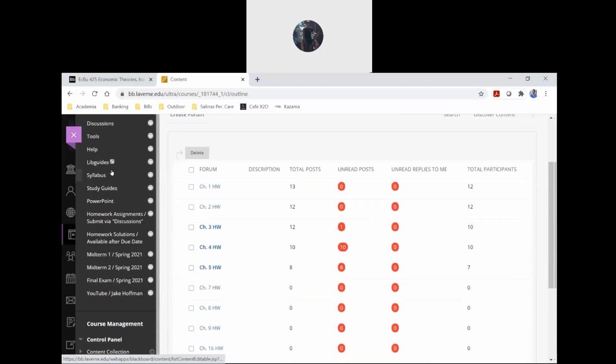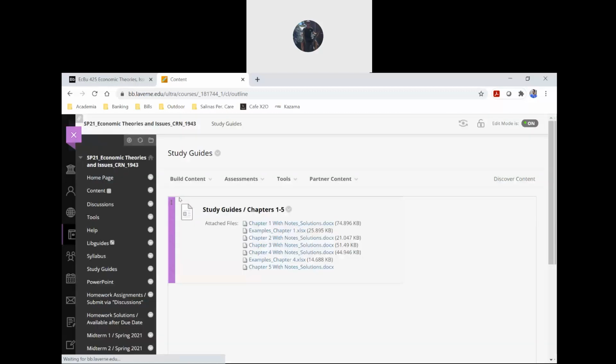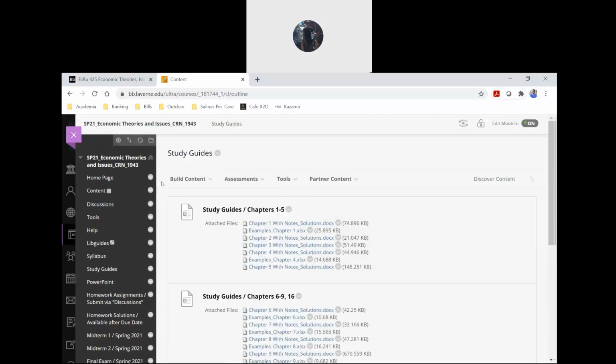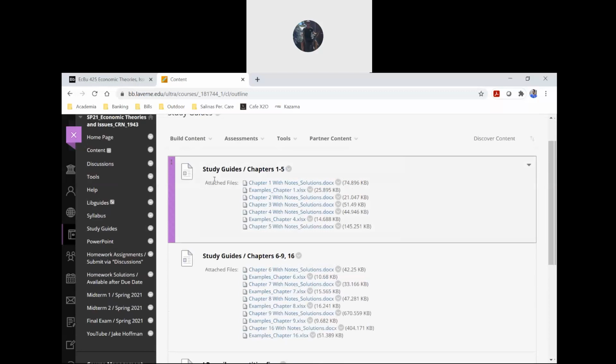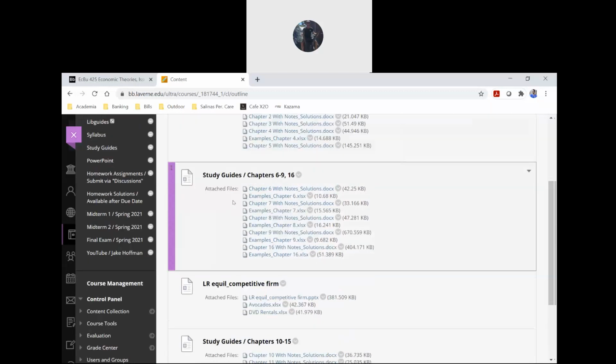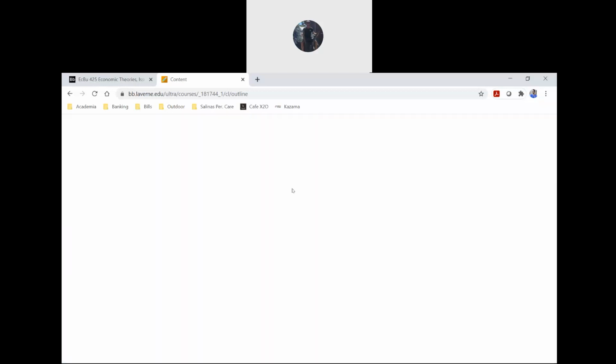So we did this stuff for the first midterm, and the files are grouped into sections. The next section will be the study guides for chapters 6 through 9 and 16, and all this material is for preparing for the next midterm. Let's go ahead and open up chapter 6 with notes and solutions.